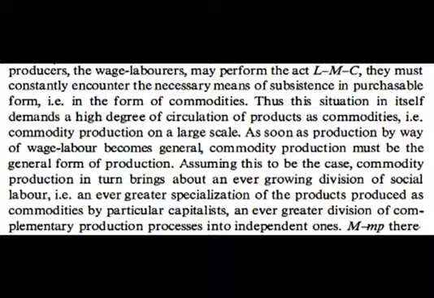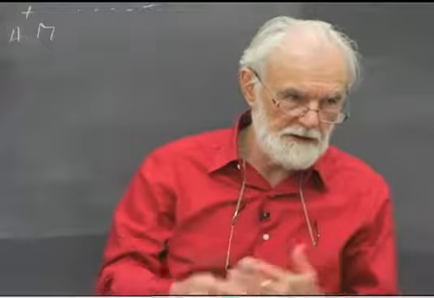Assuming this to be the case, commodity production in turn brings about an ever-growing division of social labour, an ever greater specialisation of the products produced as commodities by particular capitalists, an ever greater division of complementary production processes into independent ones. That is, Marx is hinting at his idea of a historical process in which capitalist production gets hold in certain ways, but then proliferates and gradually colonizes many of these other elements.